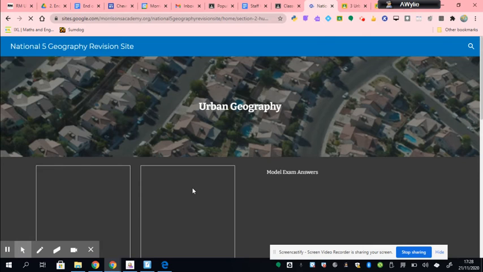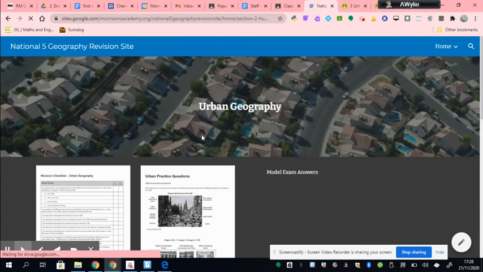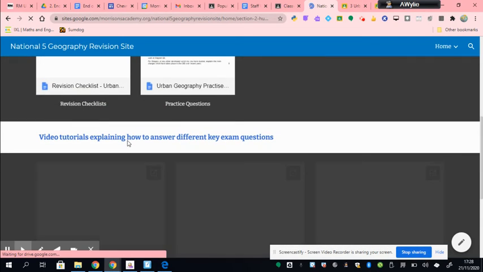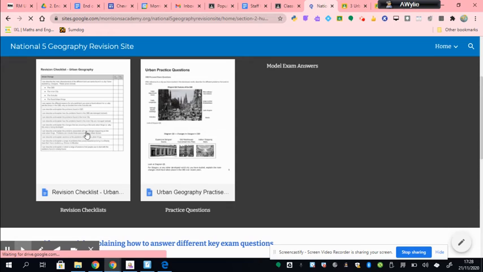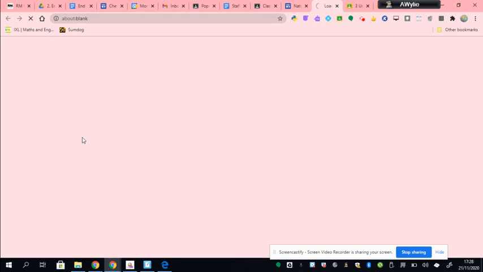So in this tutorial, I'm just going to quickly give you a guideline through what you're going to want to look at. And I'm going to use two of the sites on the National 5 Geography Revision site. First of all, looking at the urban geography pages, and you'll find that there are some video tutorials here that you can link into, but most importantly, I want to look at the urban checklist. So what sort of material are you going to want to prepare some revision notes on?